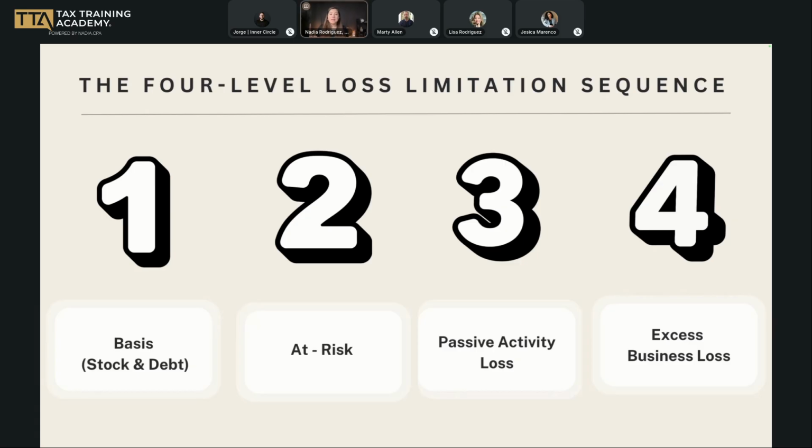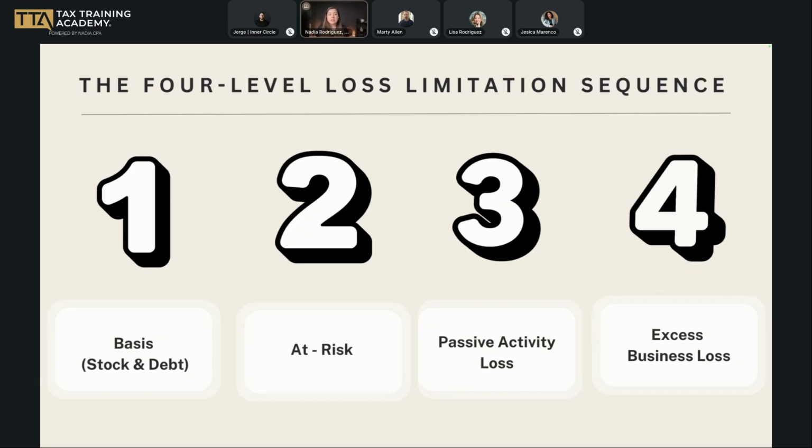So yes, a lot of tests that we have to do when we have a loss on an S corporation if we're helping our clients with their 1040. Most of the time, like I said, I've only gone up to at risk. I haven't had to go into passive activity loss because we know that the client was very active.